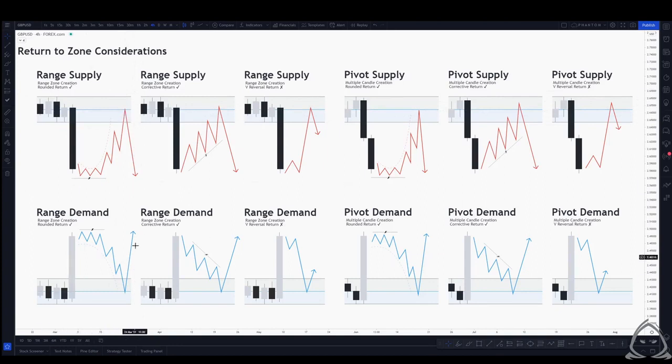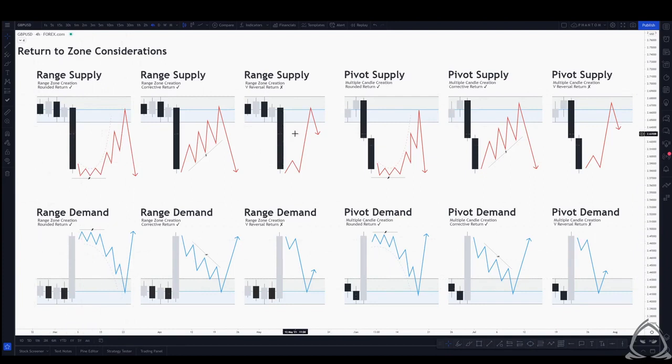The same thing can be said about demand. There was a rapid injection of demand into the market that pushed price higher, and price is now rebalancing the mix between supply and demand, slowly rounding back into the demand zone, and we would be looking for entry. This is a very high probability that the zone will hold, and this is a really great way to measure your return back into a supply or demand zone, looking for that rounded return.